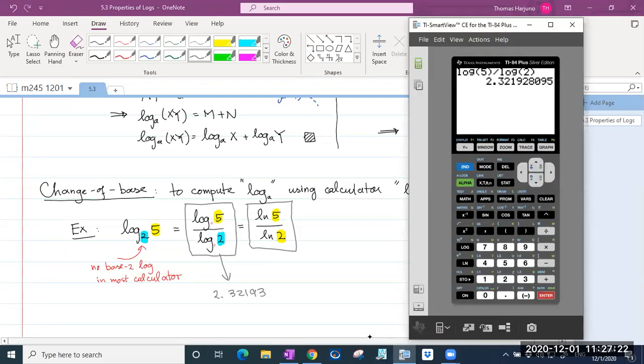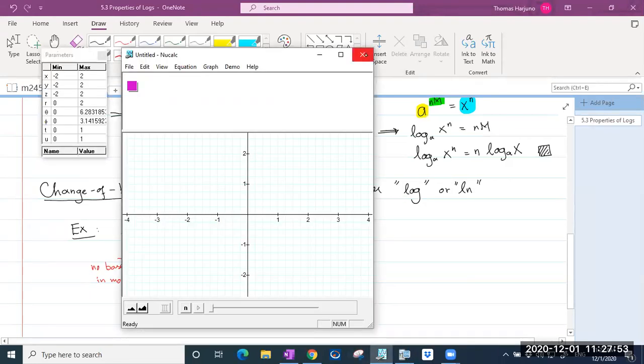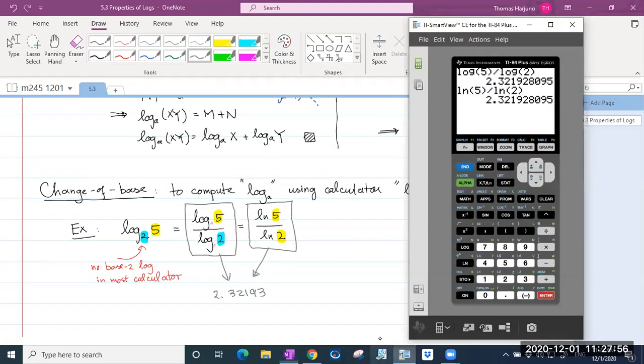Now suppose I use natural log instead. It will be natural log of 5, close parenthesis, divided by natural log of 2, close parenthesis. Now the thing is, if you use base 10 on the top, you need to also use base 10 at the bottom. If you use base E on the top, then you also need to use base E at the bottom. Now you see that we get exactly the same answer. Let me screenshot that calculator.